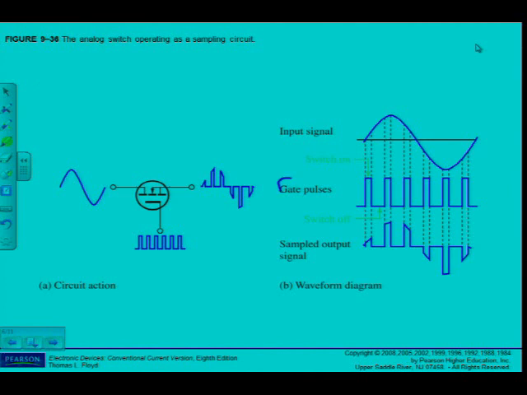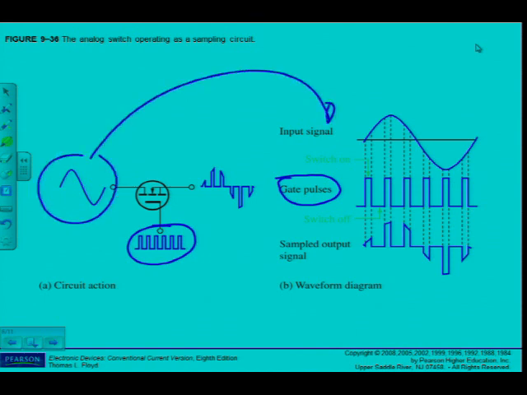So I have gate pulses here. You can see here, there's the pulses on the gate. And there's my input signal, also displayed on that side. So for these pulses then I can see that I get a sampled output signal. The switch is on for that specific part of the circuit, and I get a sampled output signal.